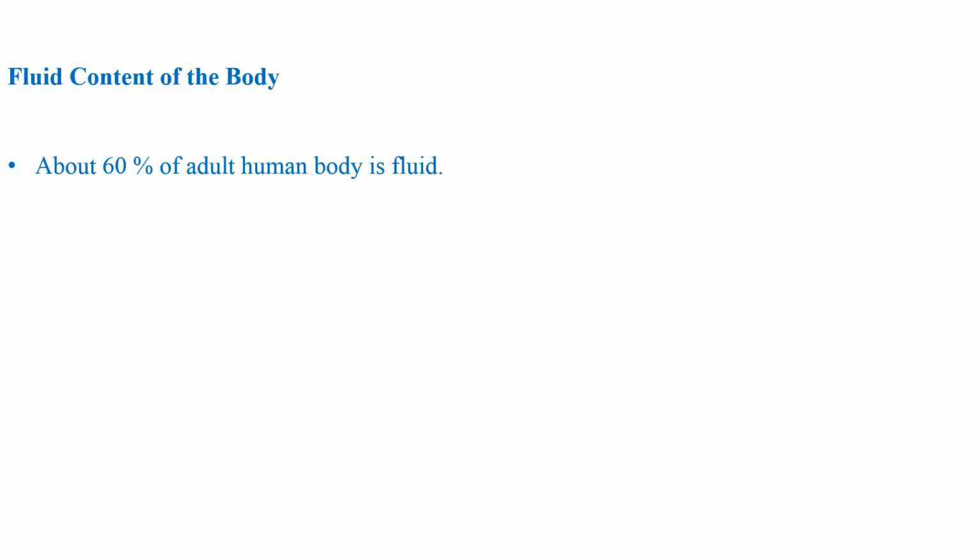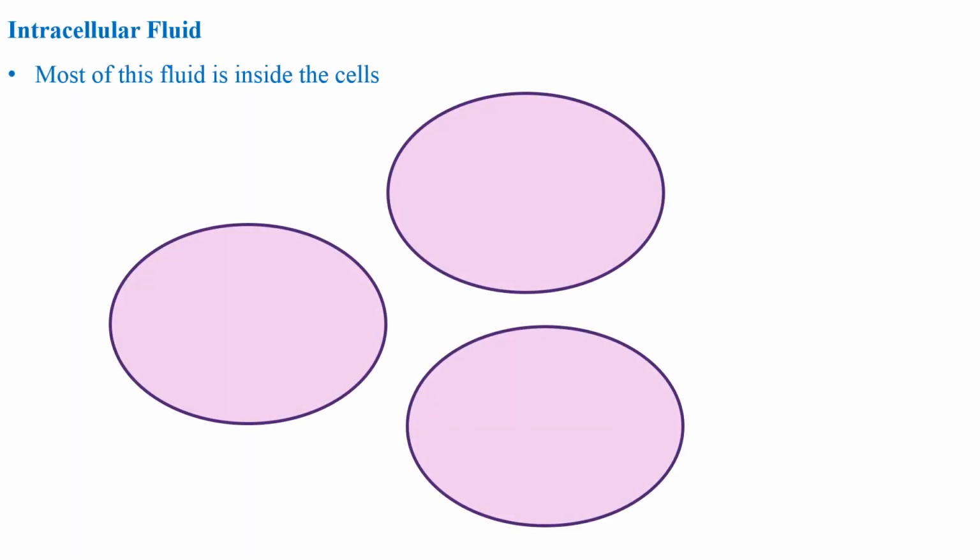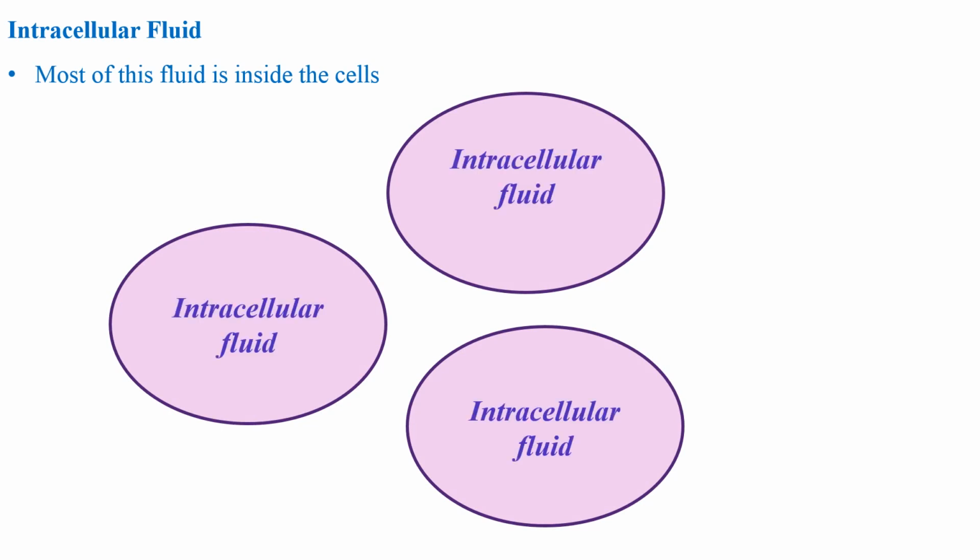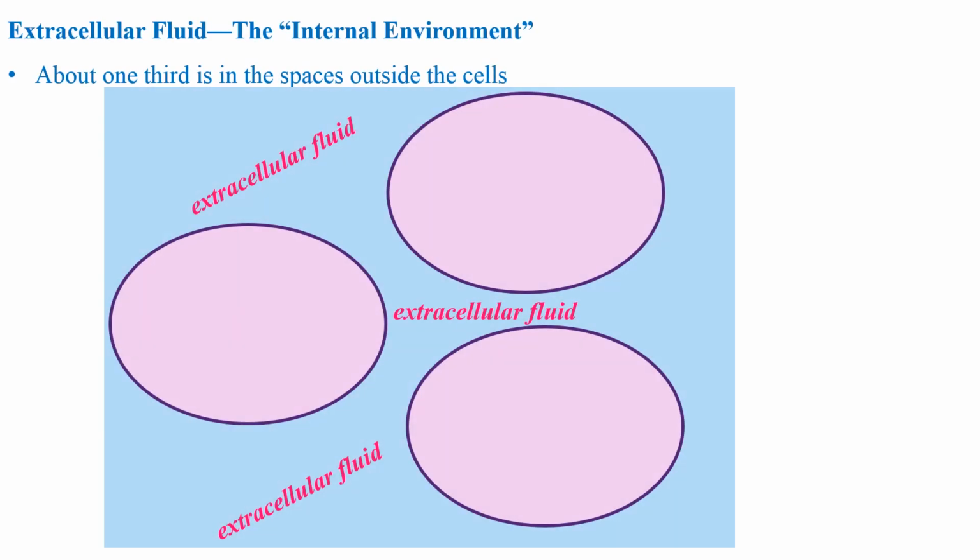About 60% of the adult human body is composed of fluid. This fluid is mainly a water solution of ions and other substances. Most of the fluid is present inside the cells and is called the intracellular fluid. About 1/3 of the fluid is present in spaces outside the cells and is called the extracellular fluid.